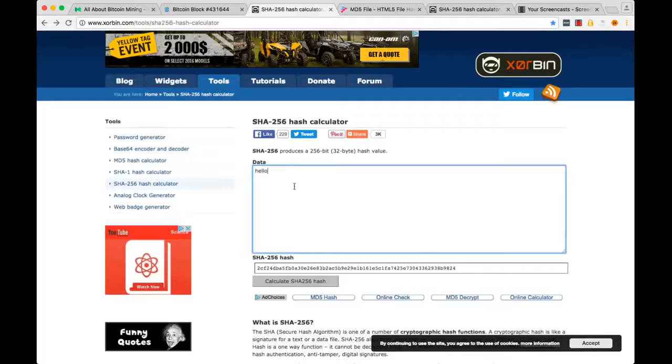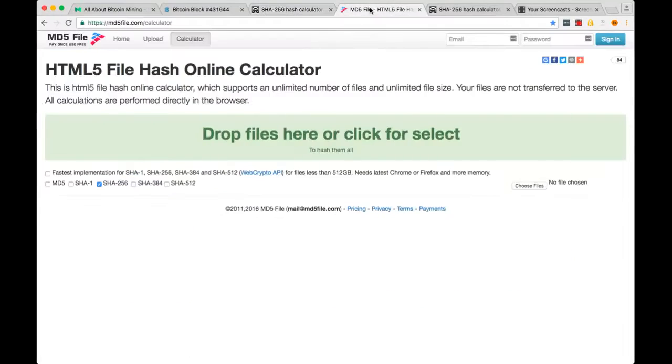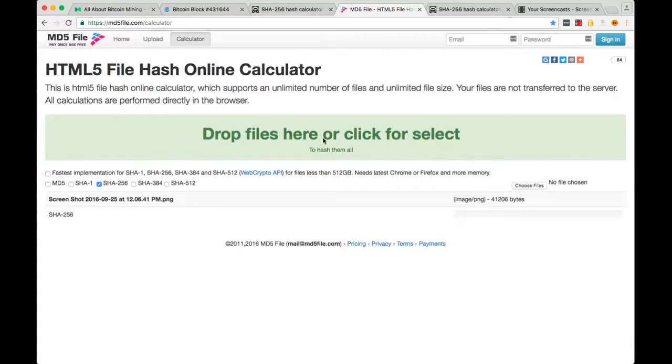Here we go, hello, calculate the hash, there it is. If we add 1 digit here, this hash is going to completely change. We can also hash files. So here's another website that allows you to hash files. So I'll drag a screenshot in here. And this screenshot outputs this hash.